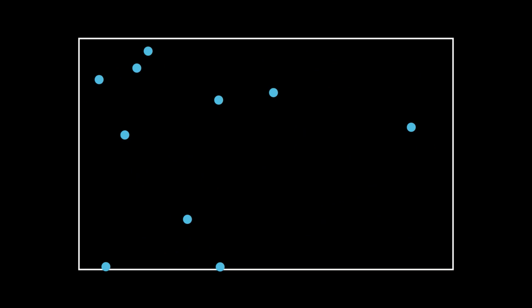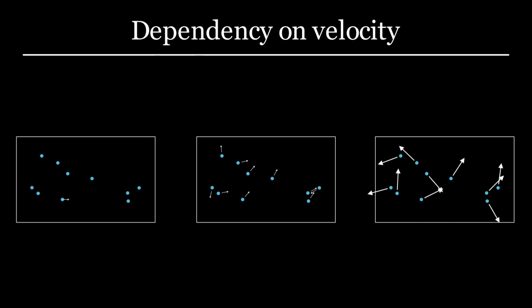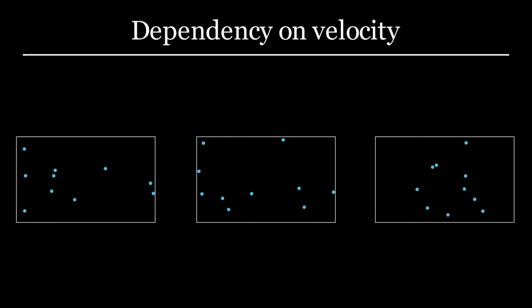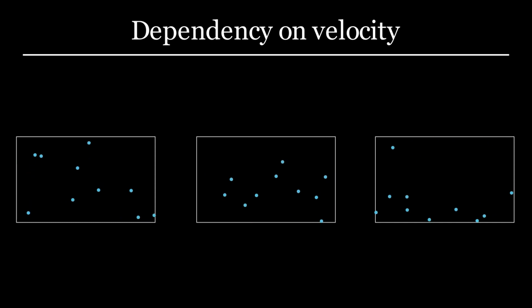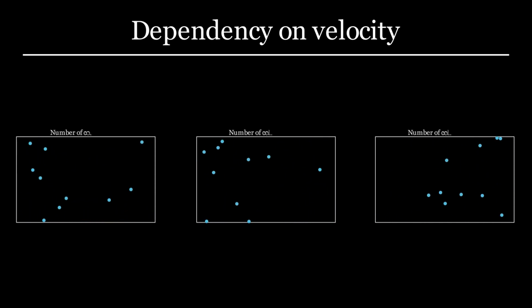The question we want to ask ourselves now is, what happens when we change some of the initial parameters? The first thing we want to take a look at is, what changes when we change the initial velocity? Here we have three systems, one with half the speed, one with the initial speed, and one with twice the speed. Let's take a look at how many collisions happen in each of these cases. From the collision count, we can see that a doubling in speed approximately doubles the number of collisions.